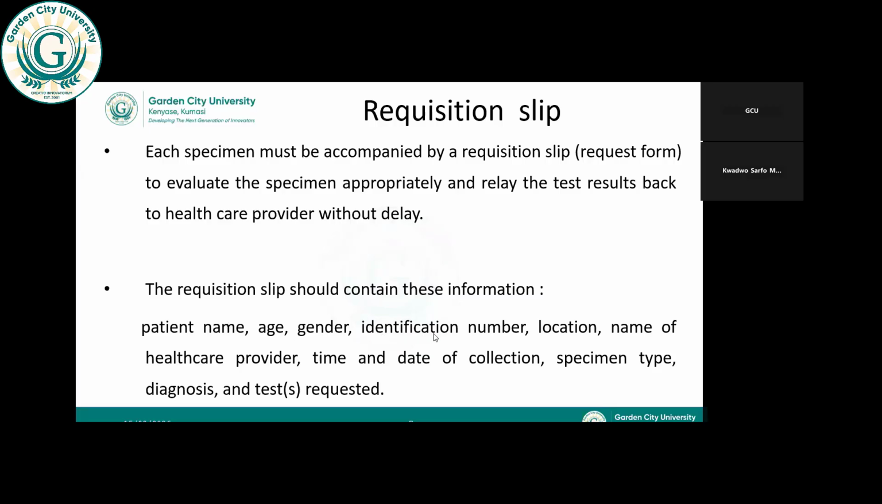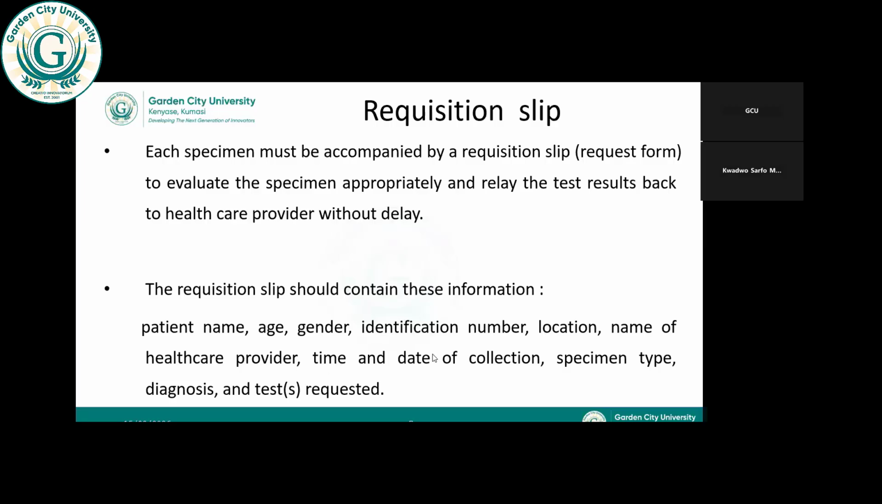The age, the gender, the patient ID or the hospital ID, the location where the sample was taken. Is it the ANC? Is it at the ward? These should be indicated. Sometimes a person could have multiple samples taken at different sites or locations, so they have to be indicated. Then the one who is providing care should have the name and the contact, if possible, for communication.